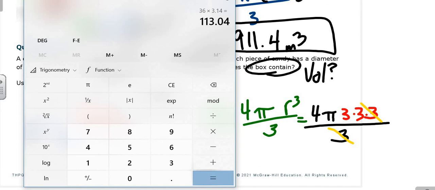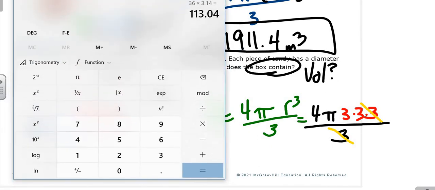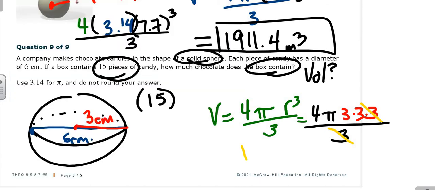There is the volume of 1 candy, but we have 15. So it's 1,695.6. Volume equals. Check for units. And that is cm cubed.